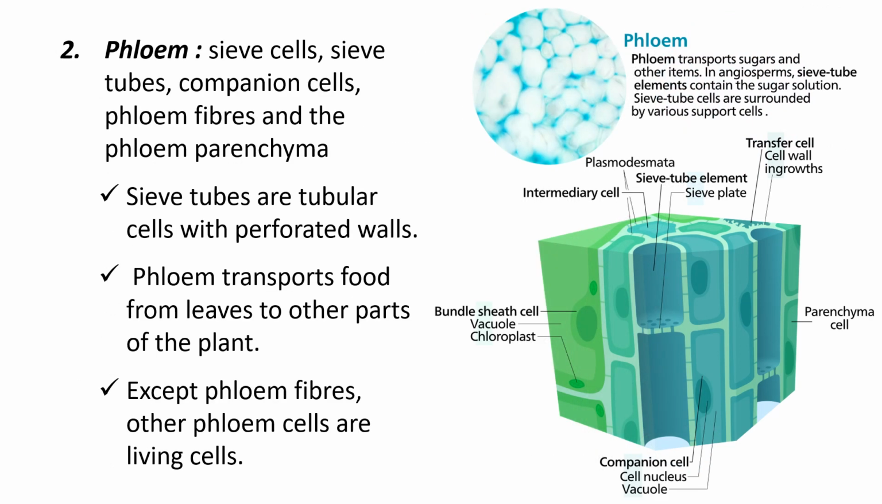Phloem is another type of complex permanent tissue and it is made up of sieve cells, sieve tubes, companion cells, the fibers and phloem parenchyma. Now, this sieve tube, these are also tubular and these are cells with perforated walls. So that is why the term sieve is given to them. And phloem, all together with all these component cells, they are supposed to transport sugar and other food items from leaves to the other part of plants. So except the phloem fiber, all the cells of phloem, they are living.